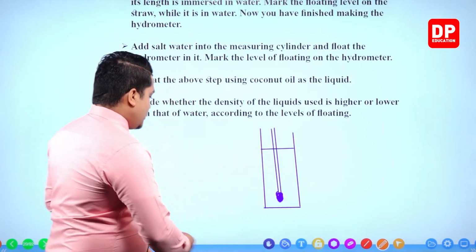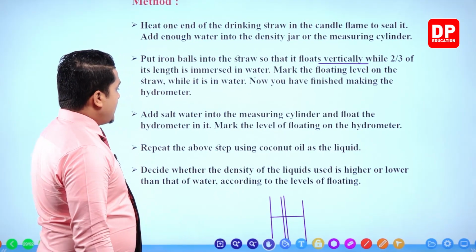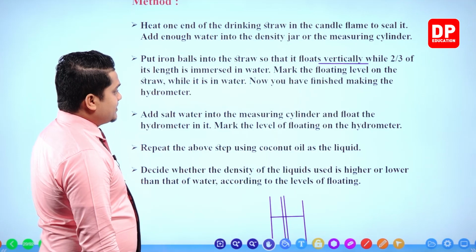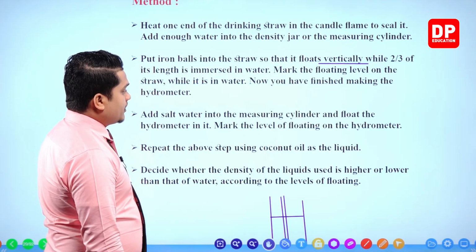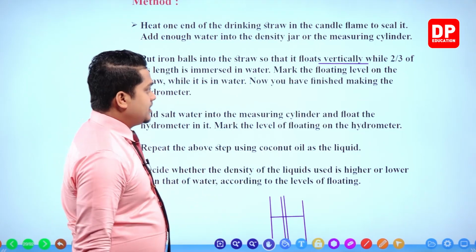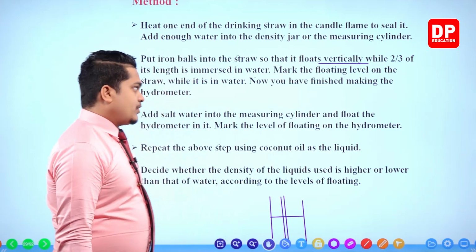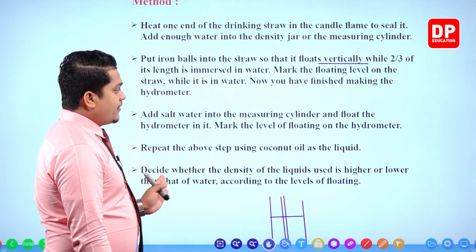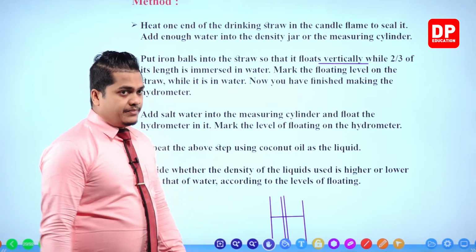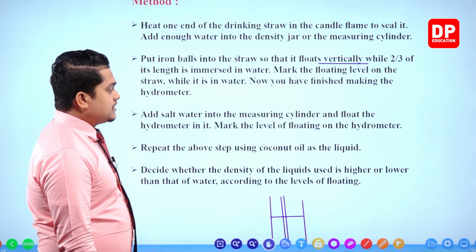Right. Let's see the other points then. Add salt water into the measuring cylinder and float the hydrometer in it. Mark the level of floating on the hydrometer. In the earlier case, you add water and mark the particular level. Then in the next one, you add the common salt solution and mark the level. Then in the third one, repeat the above step using coconut oil as the liquid.